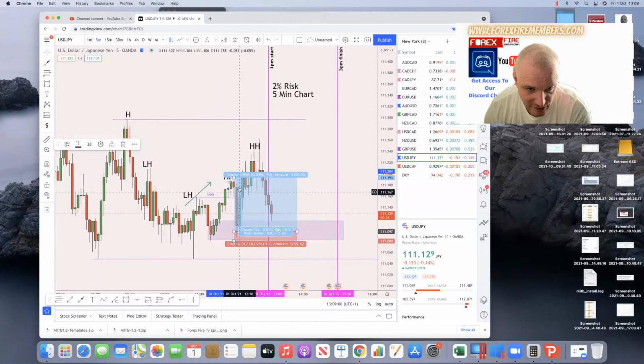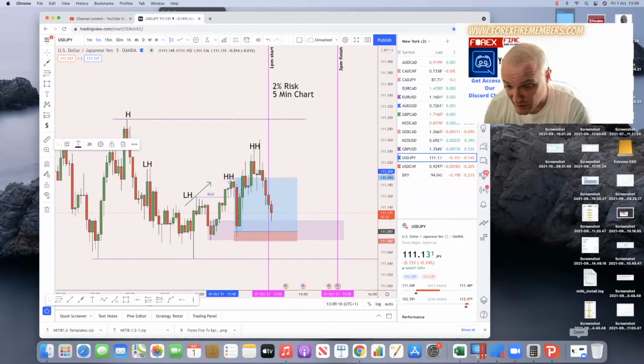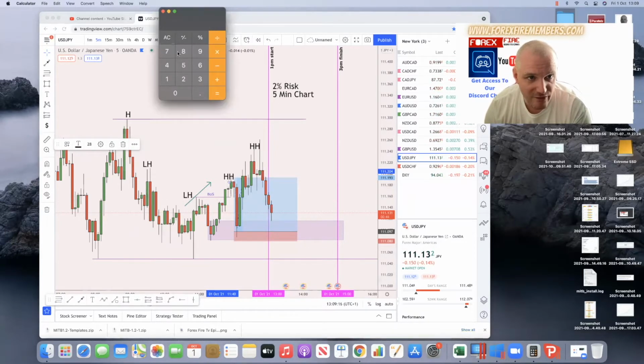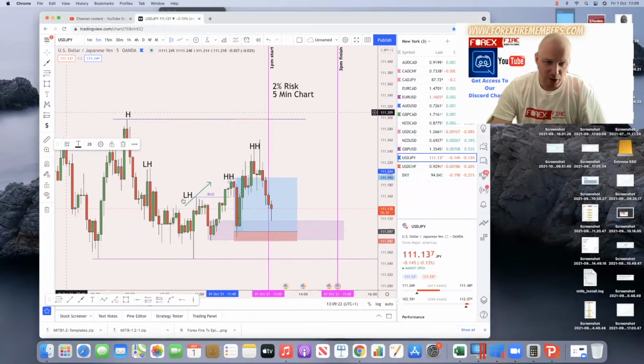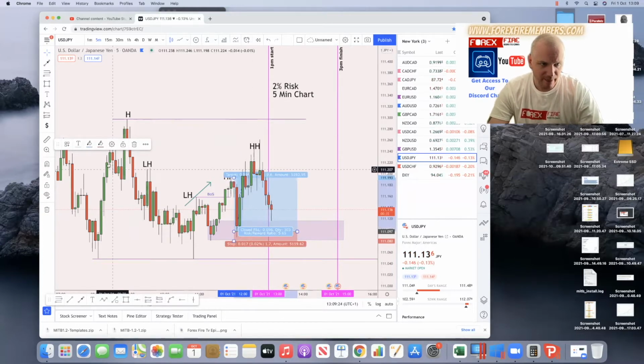So it's come out within 10 minutes, to be fair. You've got a risk to reward of, let's have a look, 1 to 5.65. So again, 5.65 times 2. That was an 11.3% growth.